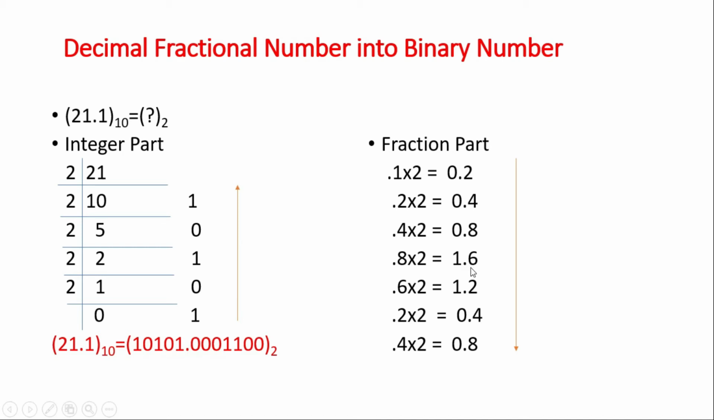We take after that, 0.6 multiply 2 is equal to 1.2. We take only 0.2 multiply 2 is equal to 0.4. 0.4 multiply 2 is equal to 0.8. So after the repeat of 0.8 here, 0.8 here, we can take this fractional number 0 0 0 1 1 0 1. So our decimal fractional number is converted to a binary fractional number.